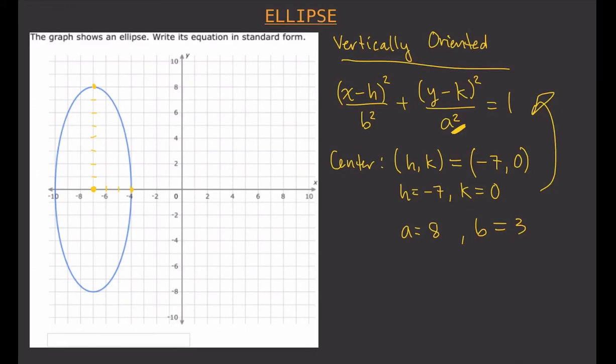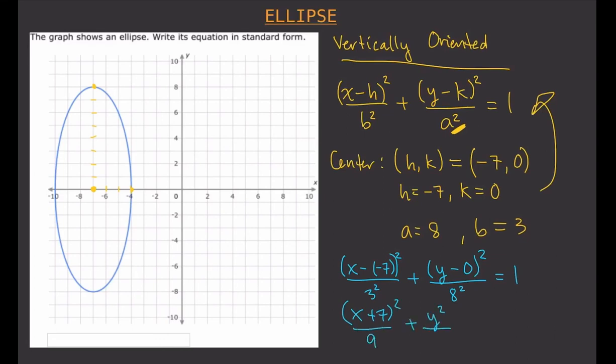So I will have x minus, what's h? H is -7, right? X minus -7 squared over b squared, which is 3 squared, plus y minus k, my k is 0, squared over a squared, where a is 8, so 8 squared equals 1. And then I'll simplify, so I'll have x plus 7 squared over 9 plus y squared over 64 equals 1. And that's going to be the answer. That's going to be the standard form of the equation of this ellipse right here.